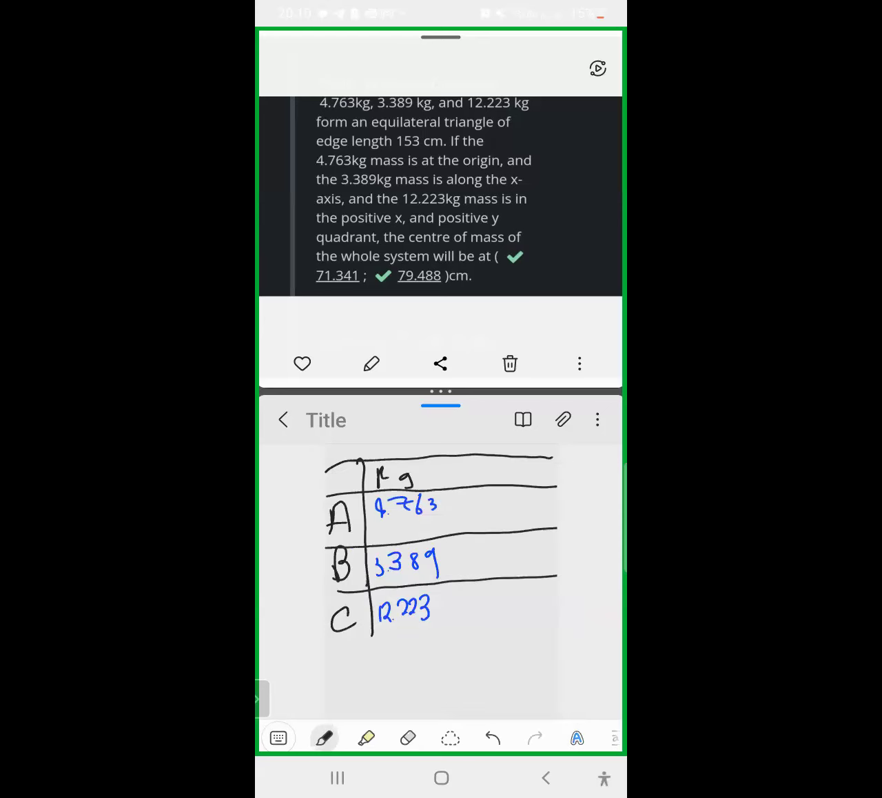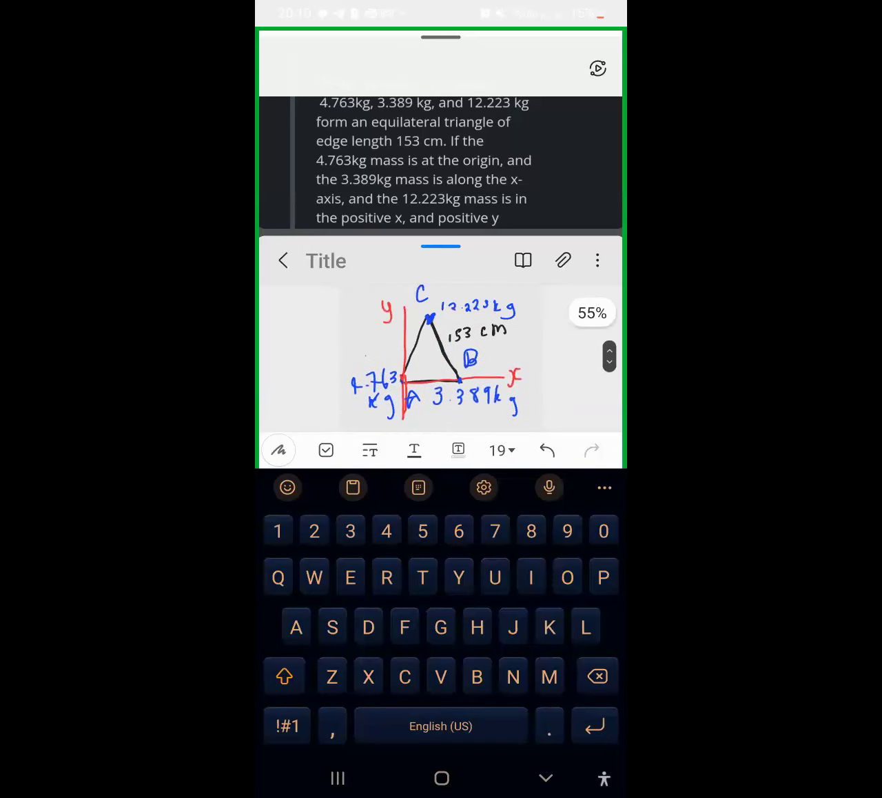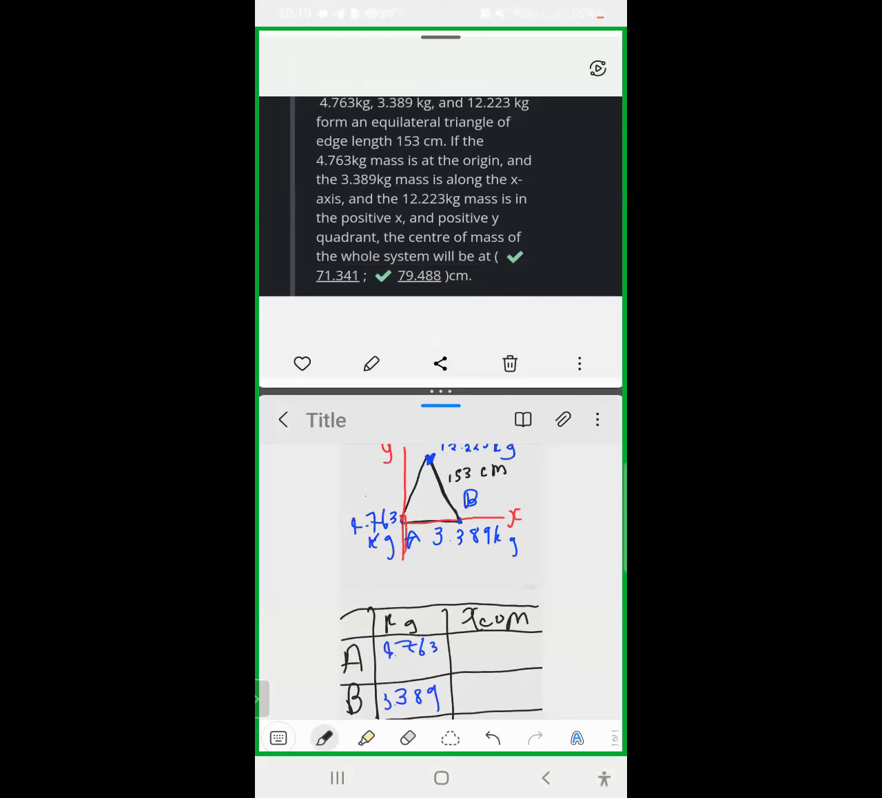And then let's now move on to the third column, and the third column will be the X center of mass. Let's go back to the diagram. When we look into the diagram, and we have to determine the X center of mass at particle A, we can notice that the particle A with a mass of 4.763 kg is located exactly at the origin. Therefore, the X coordinate will just be 0.